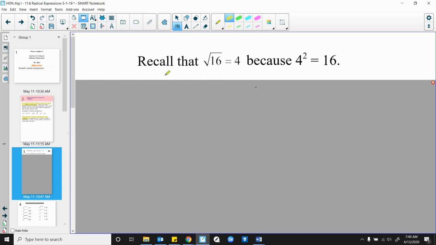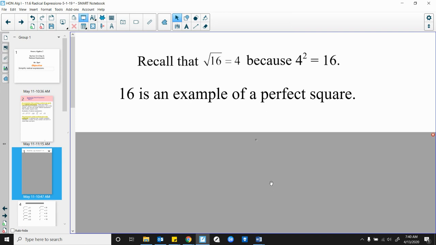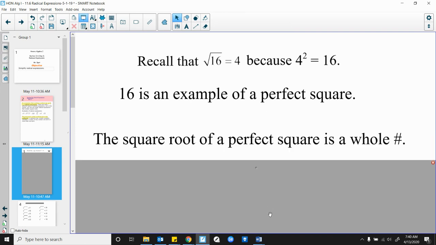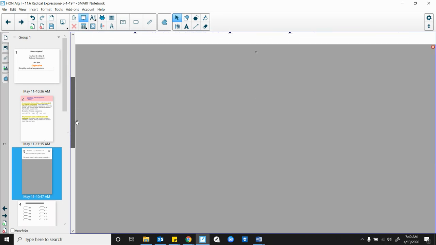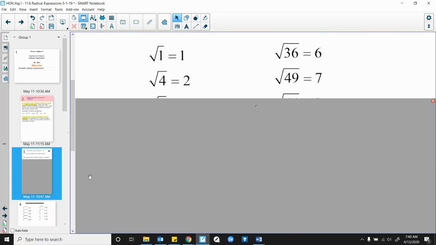The first thing we want to remember is that the square root of 16 equals 4, because 4 squared, or 4 times 4, equals 16. 16 is an example of a perfect square. We don't get any decimal when we take the square root of 16. The square root of a perfect square is a whole number. 4 was a whole number there. That's when you know it's a perfect square. We're very familiar with that.